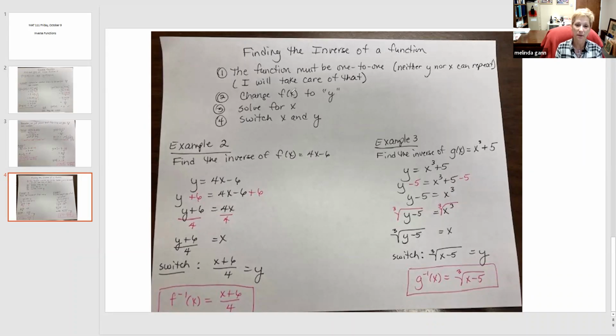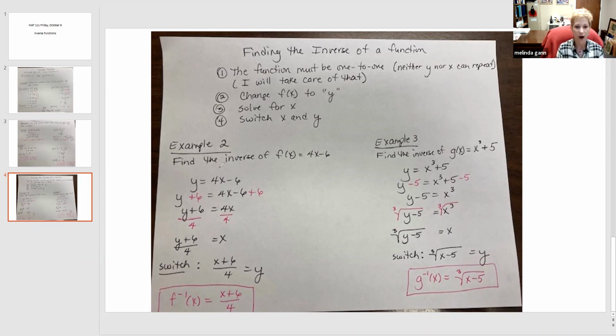So what you're going to do, remember, f of x is the same thing as y. So just change f of x to y. Then you're going to solve for x. Now remember, what do inverses do? The domain and range switches. So the x's and y's are going to switch.